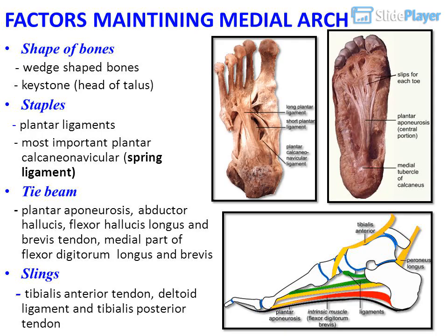Factors maintaining medial arch. Shape of bones: wedge-shaped bones, keystone, head of talus. Staples: plantar ligaments. Most important: plantar calcaneonavicular, the spring ligament. Tie beam: plantar aponeurosis, abductor hallucis, flexor hallucis longus and brevis tendon, medial part of flexor digitorum longus and brevis. Slings: tibialis anterior tendon, deltoid ligament and tibialis posterior tendon.